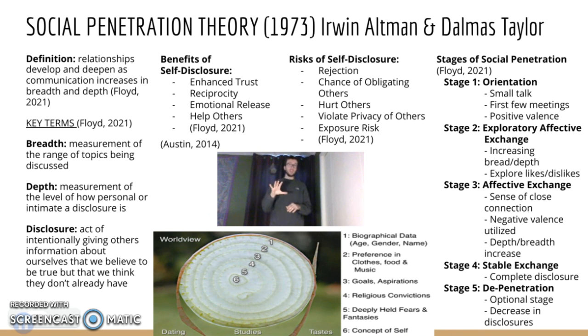Whereas stage 5 is deep penetration, which is an optional stage. And it kind of spawns from a decrease in disclosures and eventually leads to the termination of a friendship. And I would say me and my dyad at the end of the semester here are at stable exchange.